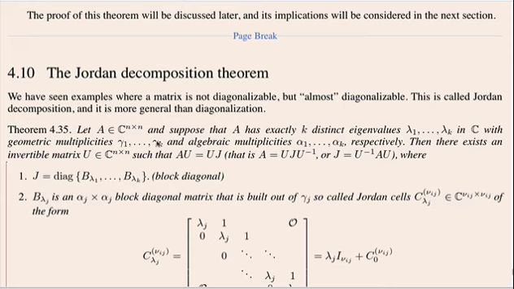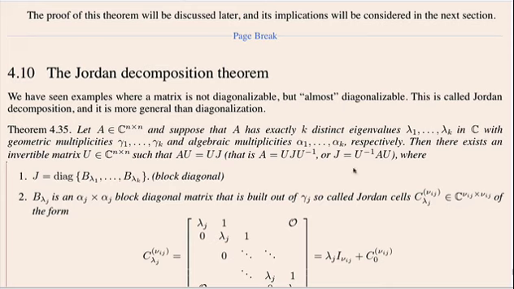If A is an n by n complex matrix, and suppose that A has exactly k distinct eigenvalues, lambda 1, ..., lambda k, in the complex plane, with geometric multiplicities gamma 1, ..., gamma k, and algebraic multiplicities alpha 1, ..., alpha k, respectively, then there exists an invertible matrix U, complex n by n, such that A times U equals U times J, or you can rearrange it to get A equals U J U inverse, or you can also rearrange this to get J equals U inverse A U, where J is a block diagonal matrix, which means that it's diagonal with the matrices in the diagonal entries, B lambda 1, ..., B lambda k.